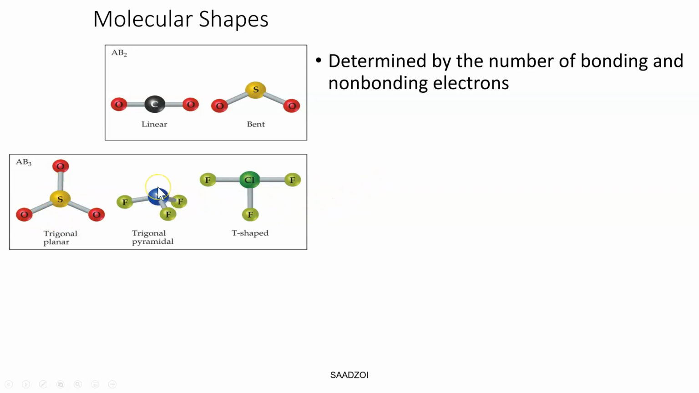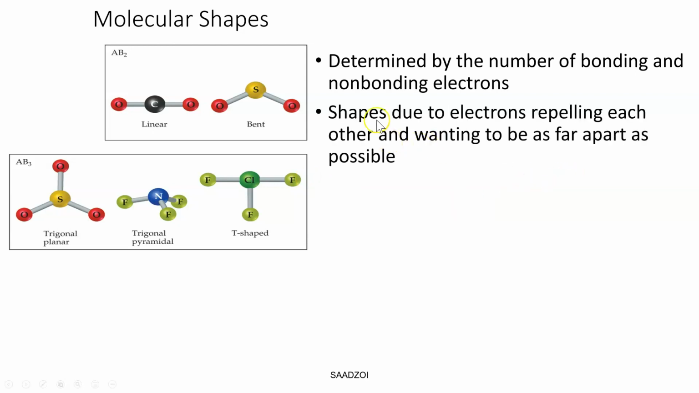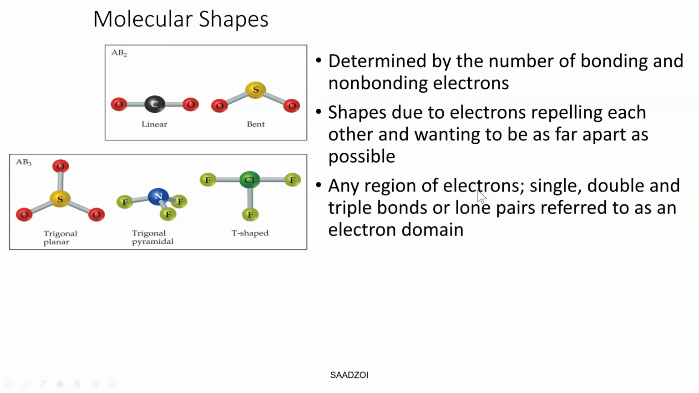Now, lone pairs also count as a domain. So for this one, NF3, we actually have three bonded. As you can see, there's three Fs, but there's also a lone pair on top of the N. So we have three bonded and one lone domain. That's four domains total. So the shape's going to be called trigonal pyramidal because it's three bonded and one lone. We'll get into the specifics of that in a second. These are shapes due to electrons repelling each other and wanting to be as far away from each other as possible.